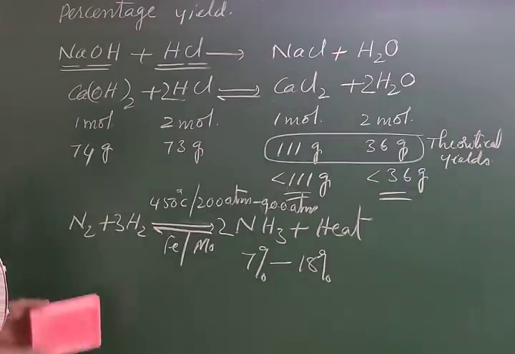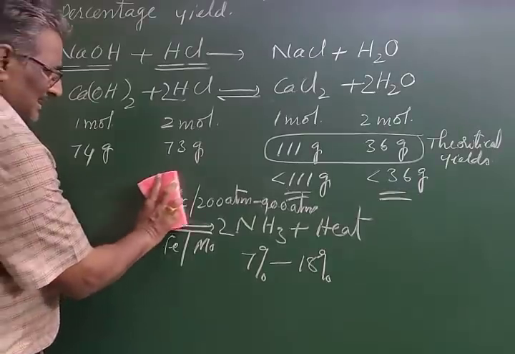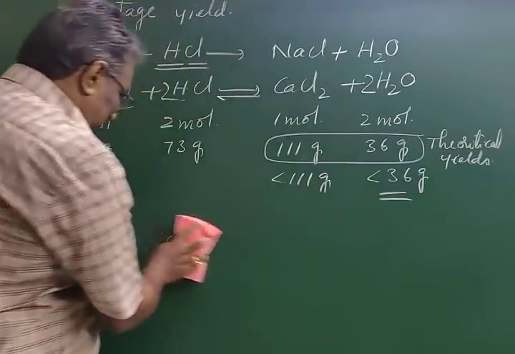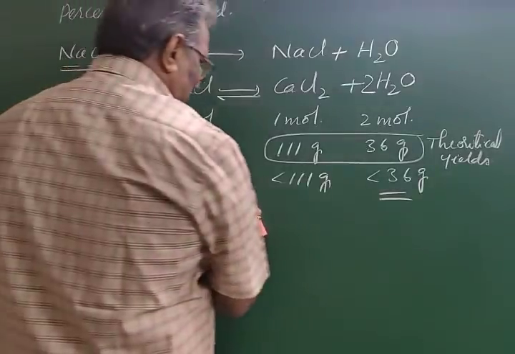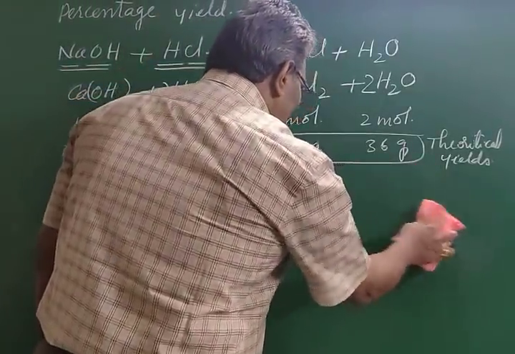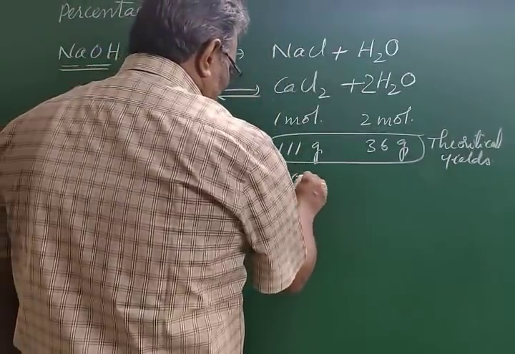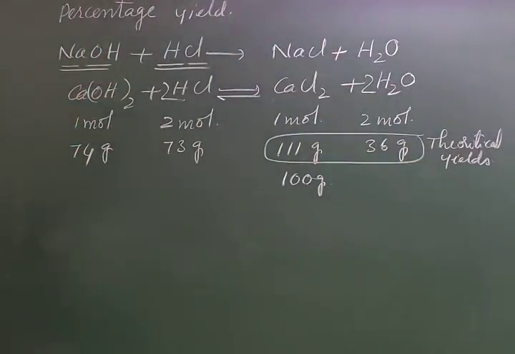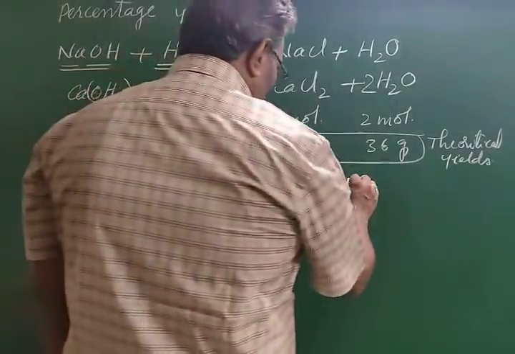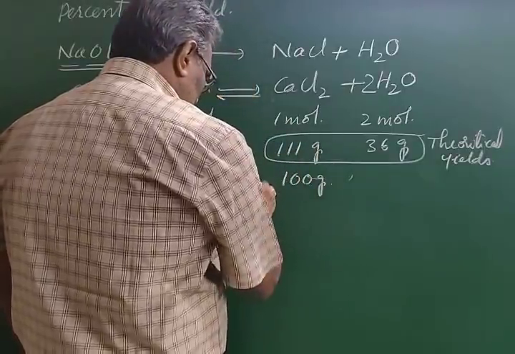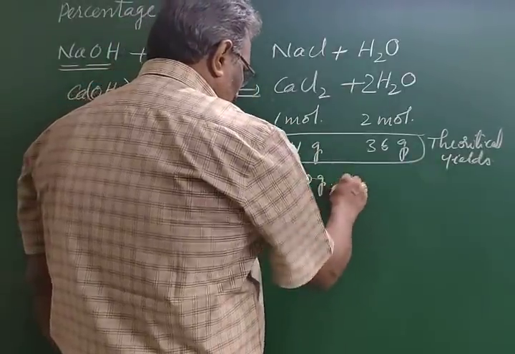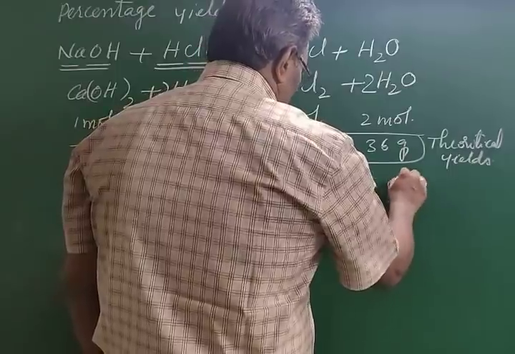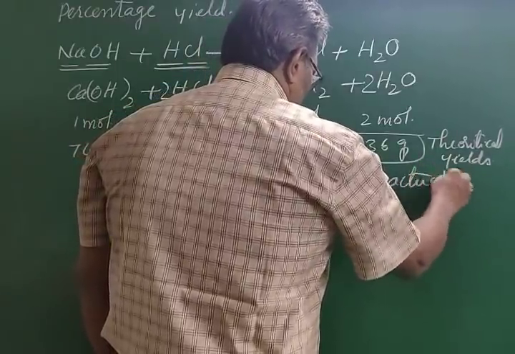How to calculate the percentage of yield? Suppose in the above reaction, the reaction between calcium hydroxide and hydrochloric acid, the actual yield is 100 grams only. What is the theoretical yield? The theoretical yield of calcium chloride should be 111 grams. Suppose 100 grams is the actual yield.